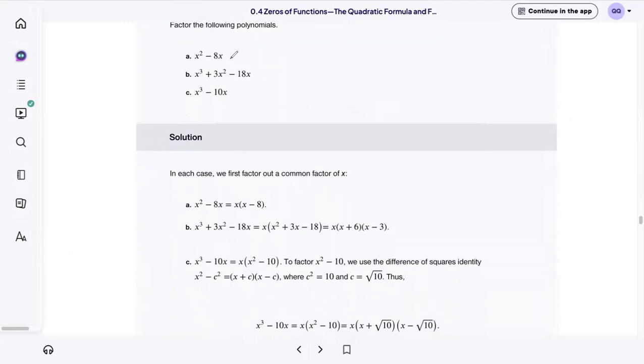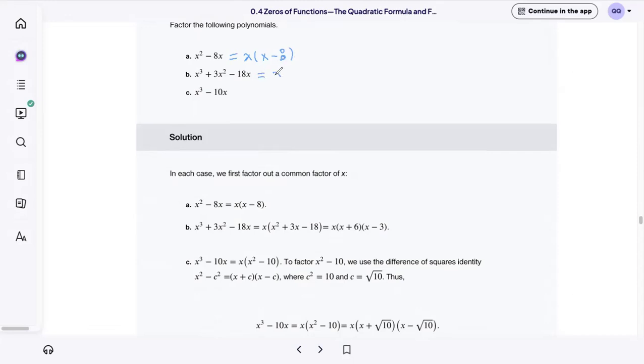Let's see this one. This one first we observe, we see the common factor of x. Right? Whenever there's a common factor among all terms, we factor out first. So get x minus 8. And the x minus 8 is linear, so we cannot break it down anymore. So leave it like this. So that becomes x times x minus 8.